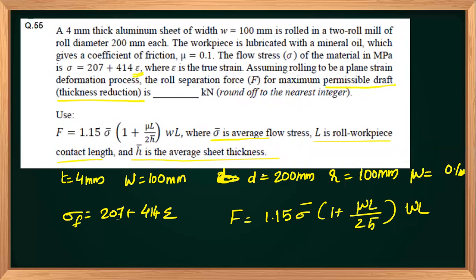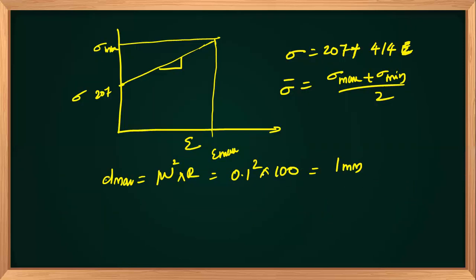Okay, so here the roll diameter is 200, so our roll radius will be 100. 1 mm is the maximum draft. So what will be the strain corresponding to 1 mm draft, right? So your T naught is 4 mm, and T final will be equal to 3 mm. You can compute the strain as ln 4 by 3. How much? 0.287.